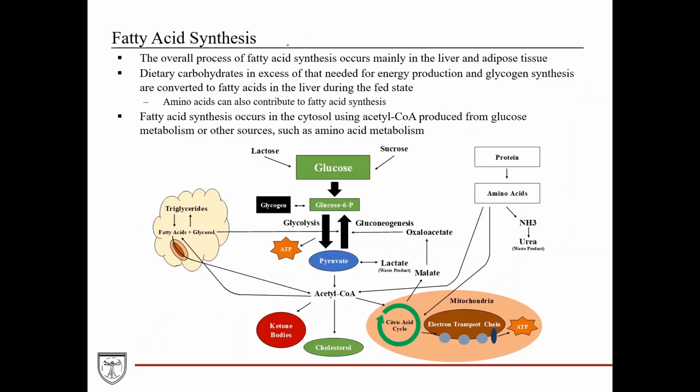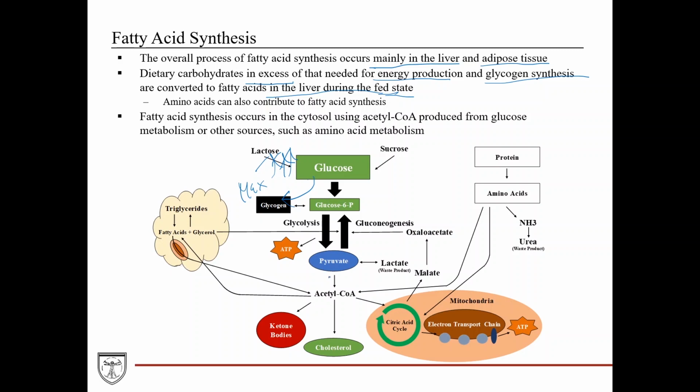So the overall process of fatty acid synthesis occurs mainly in the liver and in adipose tissue. Makes sense. The liver is a major hub of metabolism, and then obviously adipose tissue is where the fatty acids are eventually stored. Dietary carbohydrates in excess of that needed for energy production and glycogen synthesis are converted to fatty acids in the liver during the fed state. So what that means is, you consume a large carbohydrate meal or a meal full of a high amount of carbohydrates. You're going to break some of that down for energy. You're going to take the first excess of that and form glycogen. But once you've maxed out your glycogen, then you take what's left and convert it into fatty acids.